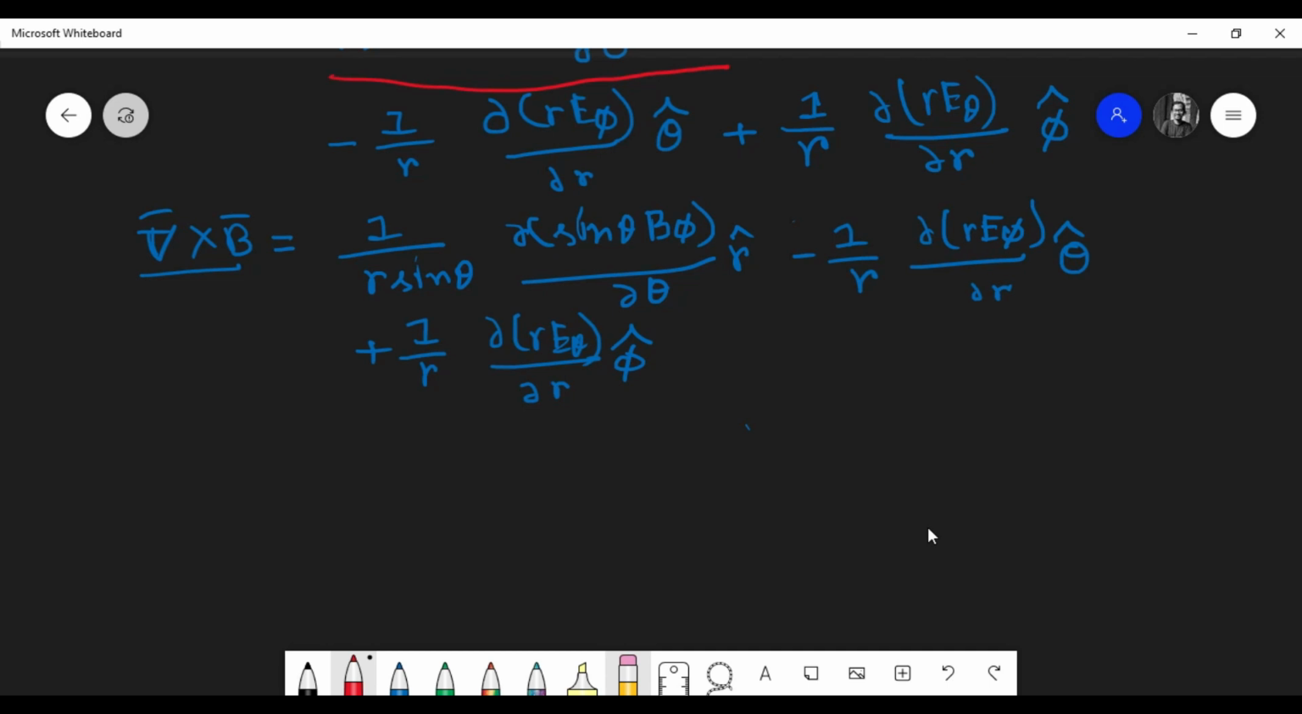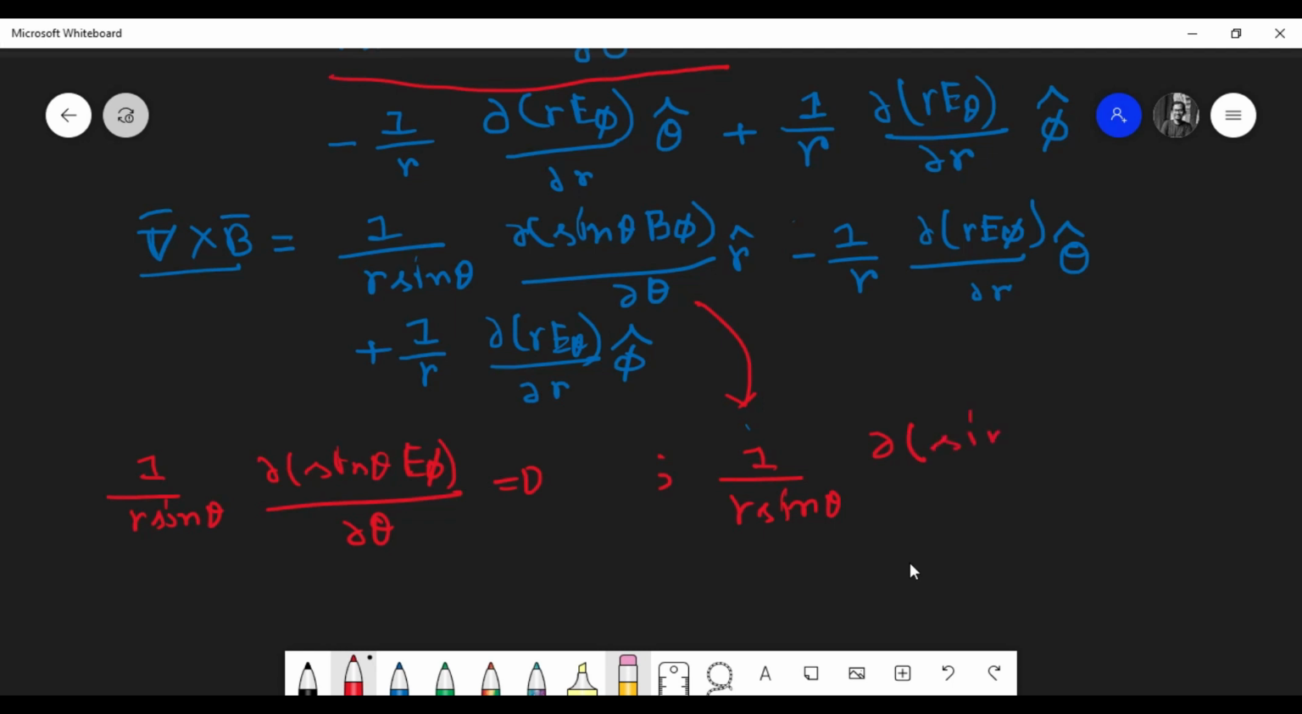So let me write it here. 1 over r sine theta, del sine theta E phi, d theta will be 0. And similarly, the radial component of the magnetic field's curl will also be 0. So we have a similar type of equation, as we have made similar assumptions for the magnetic and electric fields, so this equation will be similar.